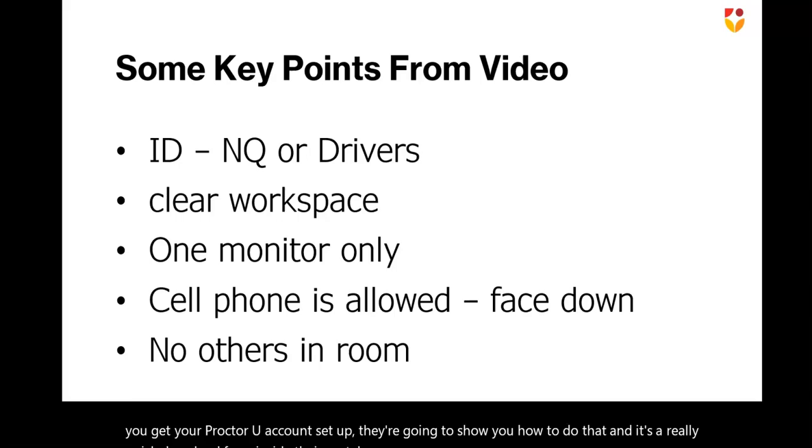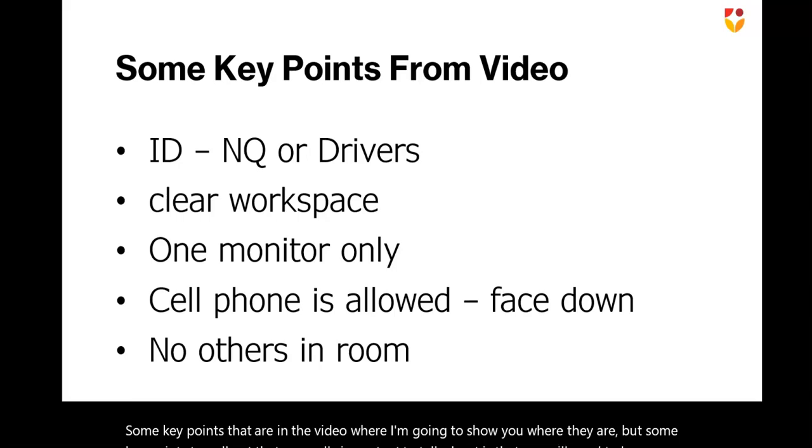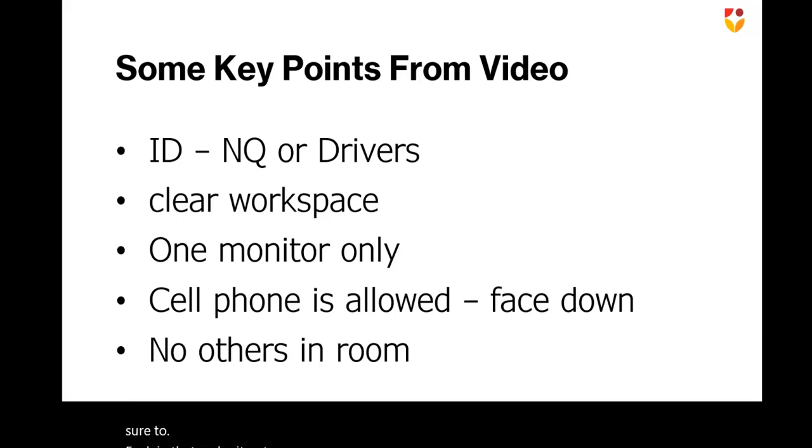Some key points that are in the videos, where I'm going to show you where they are, but some key points to pull out that are really important to talk about is that you will need to have an ID in order to write your exams, either your Norquest ID or a driver's license. You will need a clear workspace. You can have only one monitor. A cell phone is allowed in case there's any issues while you're writing your exam. However, it'll need to be face down, and the proctor will make sure to explain that and reiterate that with you. And then, of course, there can be no others in the room.